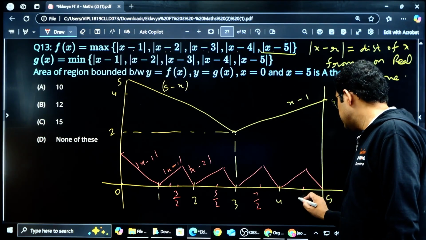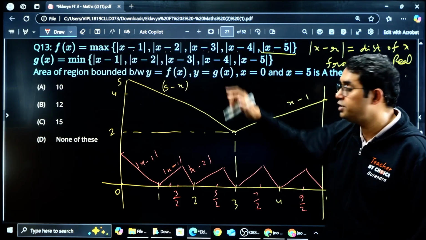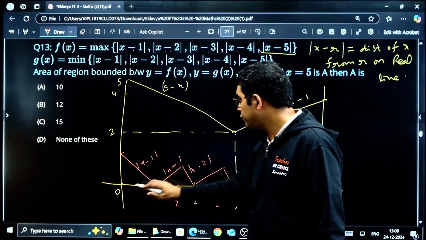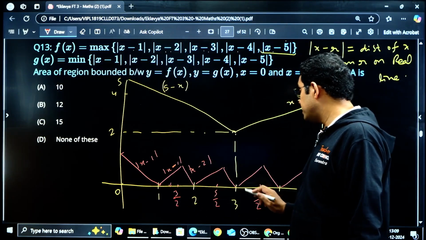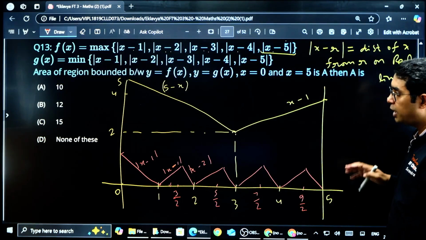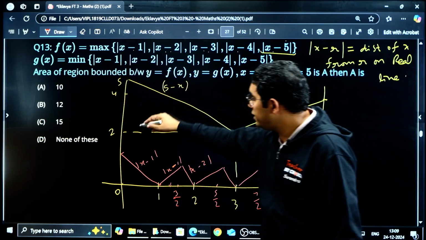7 by 2, that is 9 by 2. So this is how the graph of g(x) will look. Mod x minus 1 from 0 to 3 by 2, then 3 by 2 to 5 by 2, it is mod x minus 2, and likewise. Okay, so these are two graphs, and we have to find the area between these two.